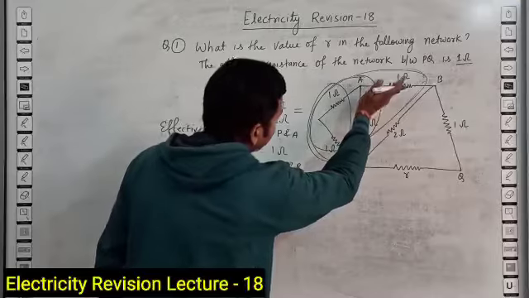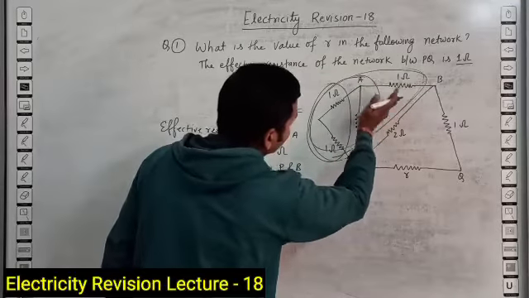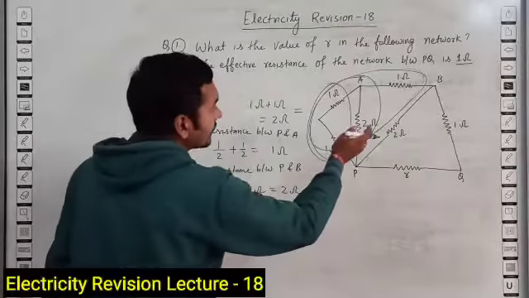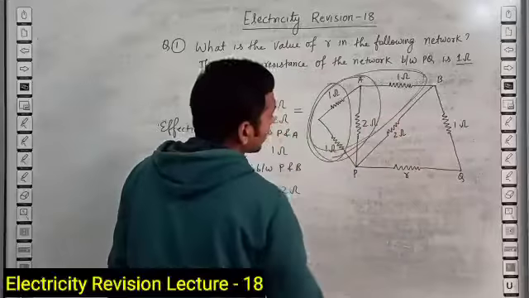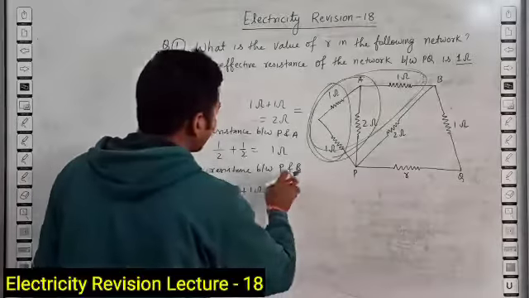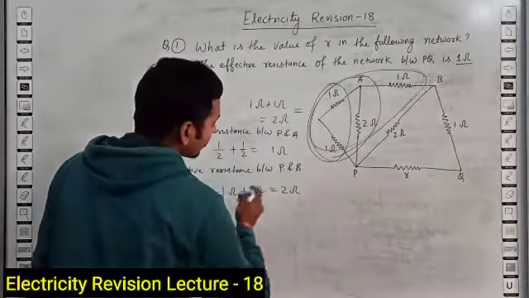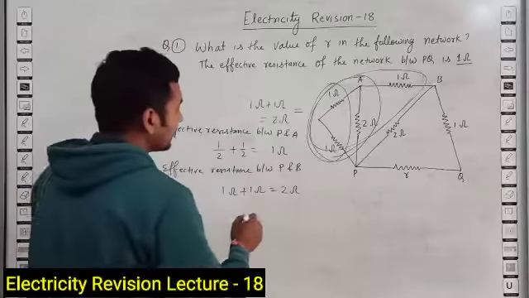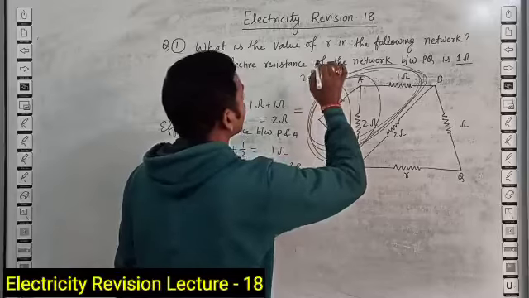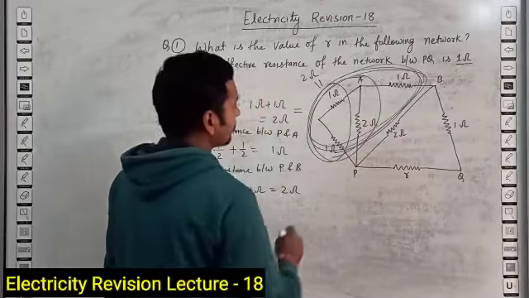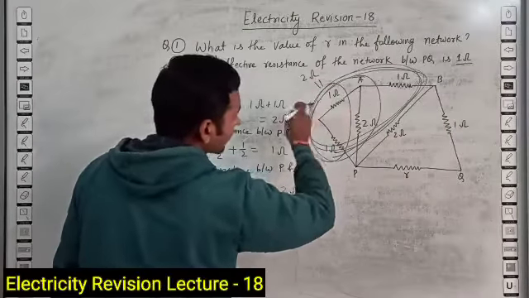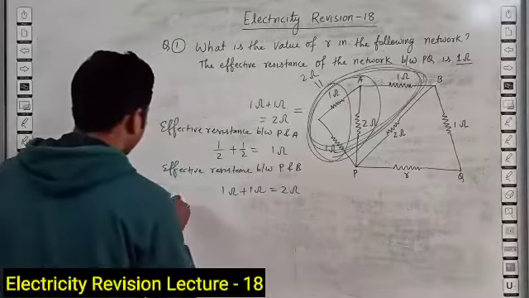Now this 2 ohm and this 2 ohm both are in what? Parallel combination. So now the effective resistance between P and B means 2 ohm. This whole thing comes to 2 ohm. Now another we have 2 ohm. So there is another 2 ohm. This resistance and this resistance both are connected in parallel to each other.